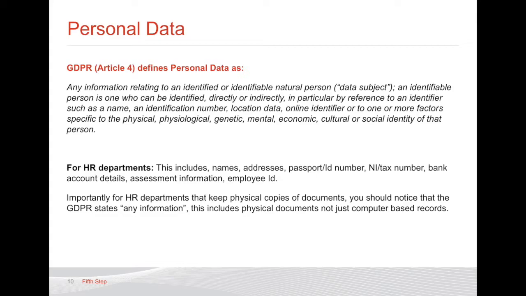And as I said earlier on, physical copies of documentation are very much within the scope here. The first two words there of Article 4: any information. It's not any digital information or any paper-based information. It's any information, irrespective of the way it's stored or the medium it's stored on.